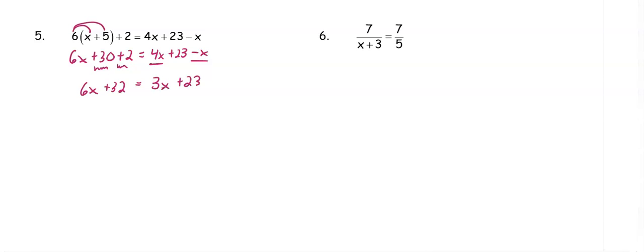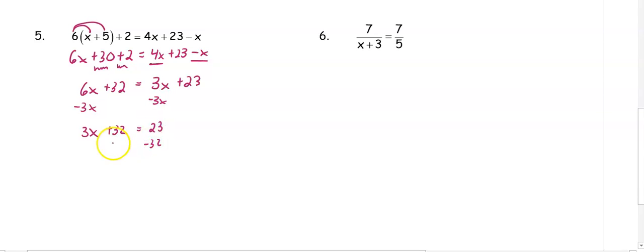So our smaller x is 3x. We're going to subtract 3x from both sides. And we get 3x + 32 = 23. We can subtract 32. 3x = -9. When we divide by 3, x = -3.